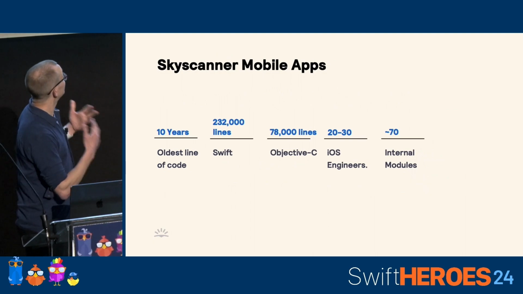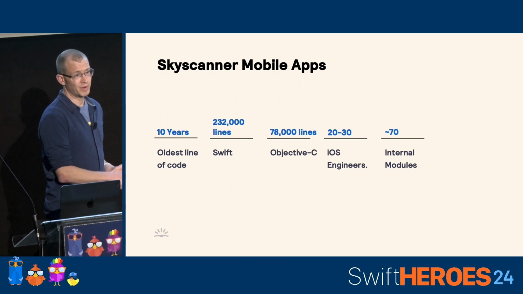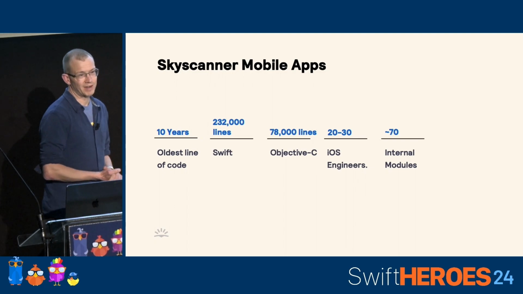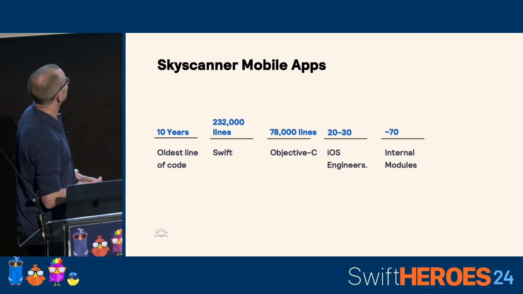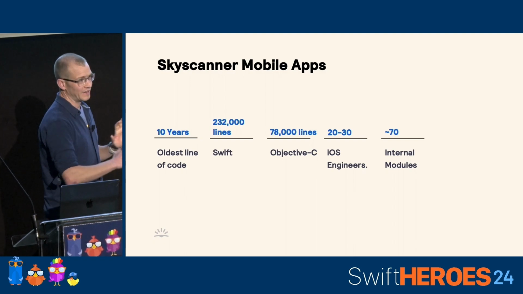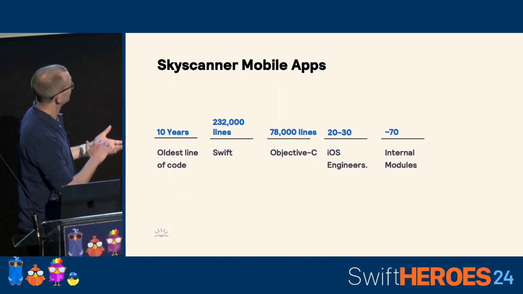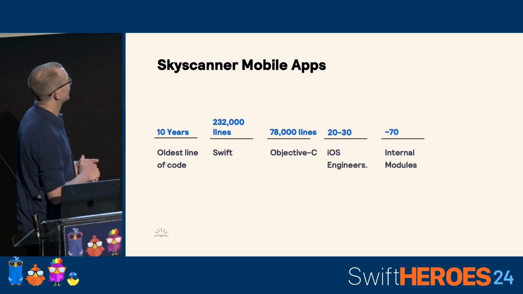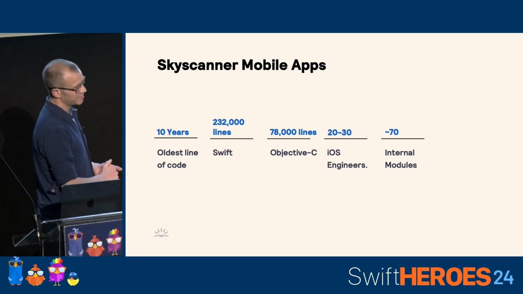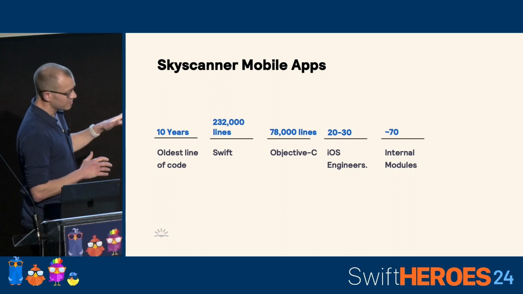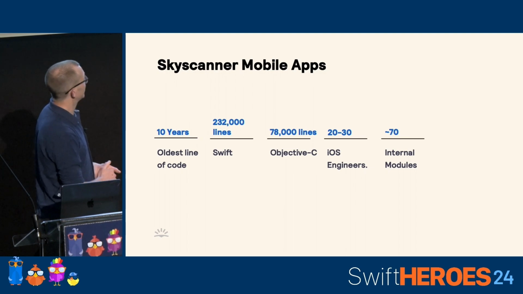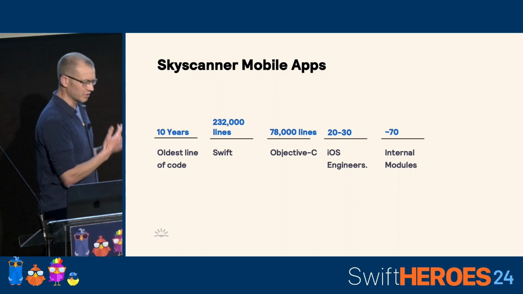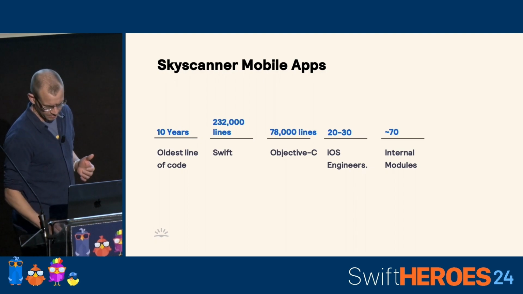And the mobile team, more specifically, is my domain in Skyscanner. The oldest line of code that I could find in our app was about 10 years old. We're about 75-25, so three quarters Swift, one quarter Objective-C, which is not ideal. That number does keep coming down. We're getting there. There are about 20-30 iOS engineers at the moment with around 70 modules, although that number changes quite rapidly. So just to give an idea of the kind of team size, and that's important for the talk, that's why I wanted to add that in.